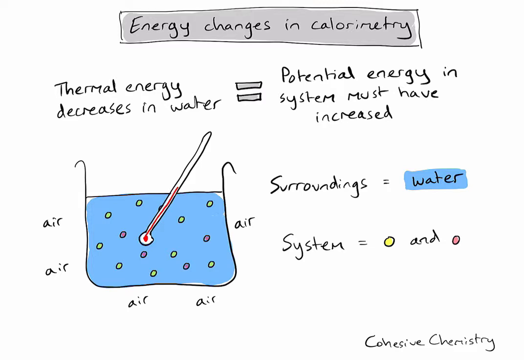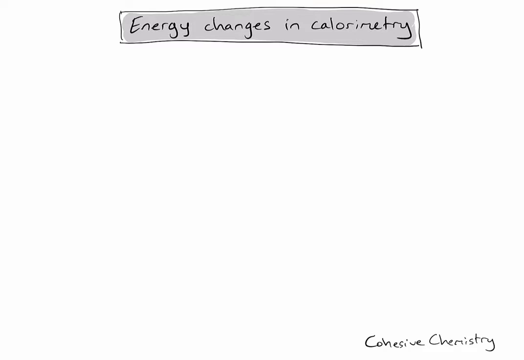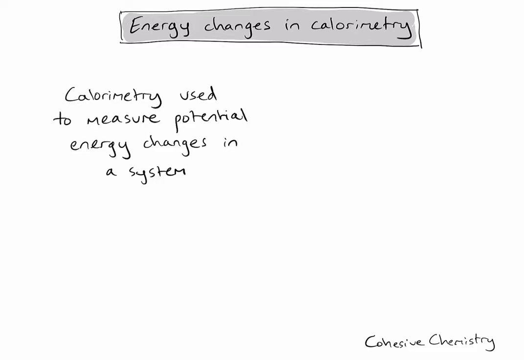Let's now summarize the key points from this video. Firstly, calorimetry is used to calculate energy changes, specifically in the potential energy of my system. And remember, by system, I'm talking about my chemical reaction, the reactants and the products. Unfortunately for us, this can't be measured directly.